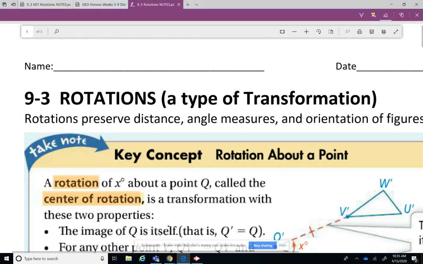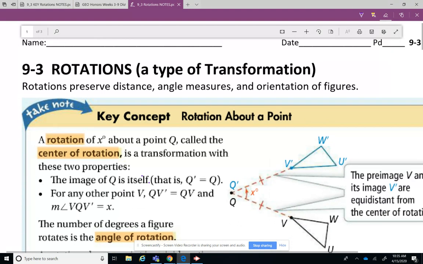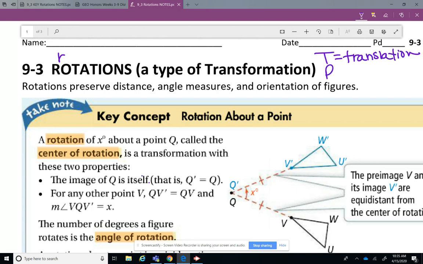All right, let's look at today's lesson for rotations. For rotations, just so you know, we're going to use a lowercase r, because capital T was a translation and capital R was a reflection. So now we're going to use a lowercase r, and that's going to be rotation. I'm going to underline as I talk. If you want to follow along in your book, we are on page 561.